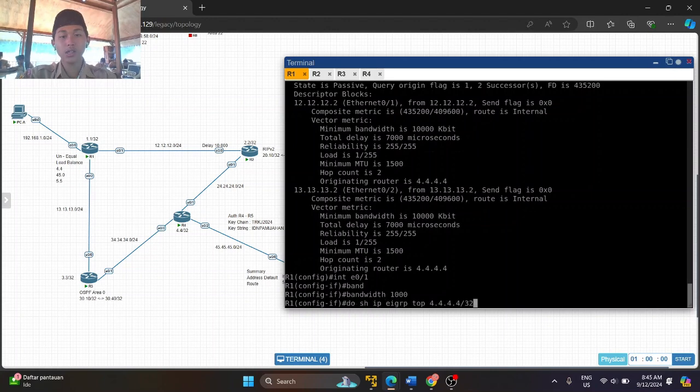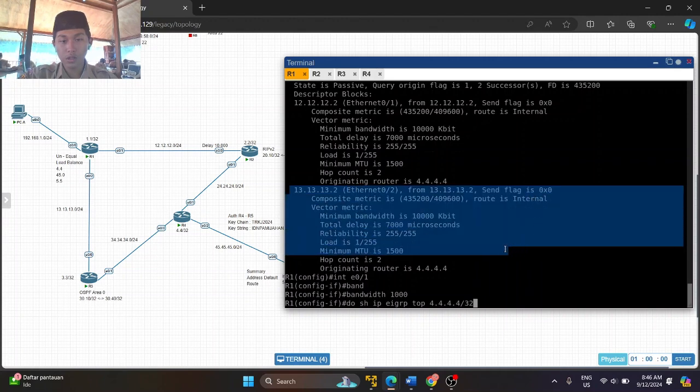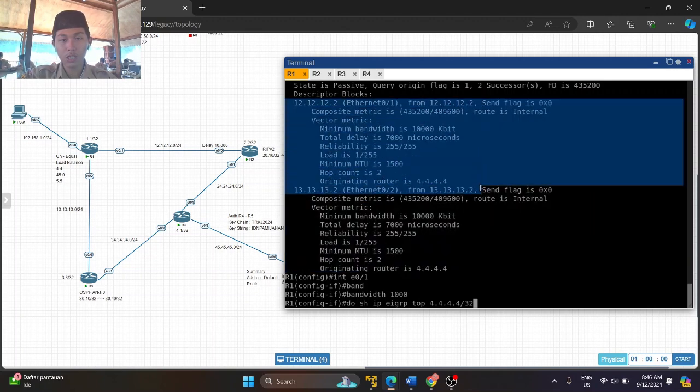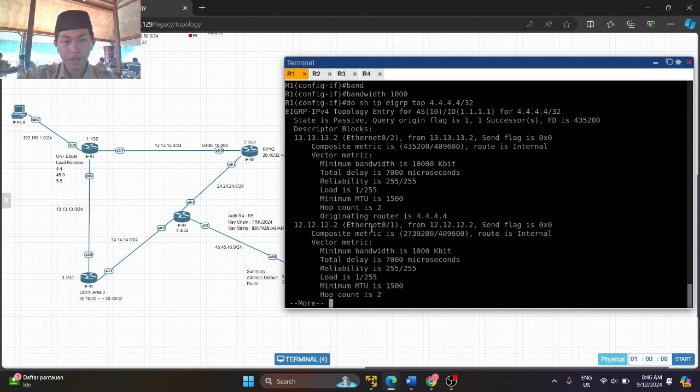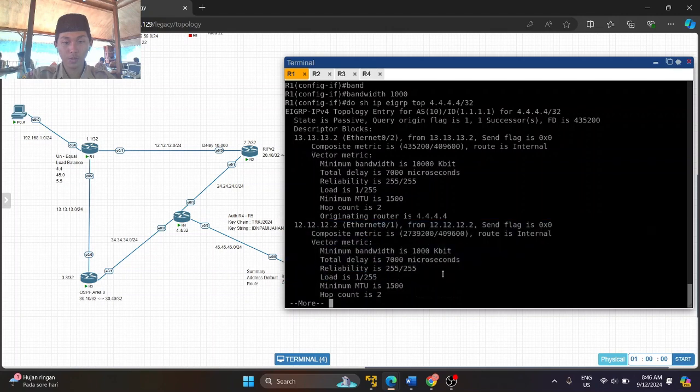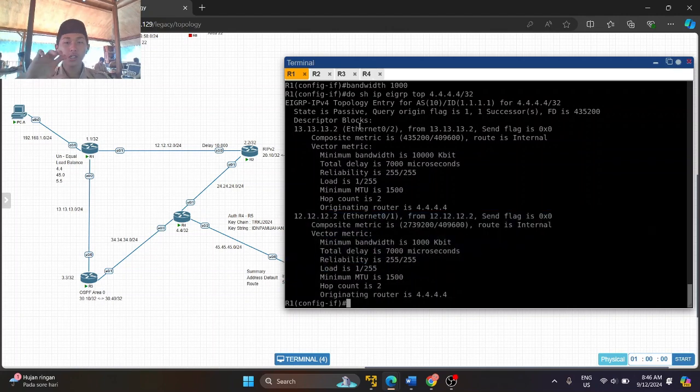The 13.2 path will go up, will change, because this path will go down. Here, as you can see, 13.2 is now on top of 12.2. So it means the path will prefer 13.2 rather than 12.2.